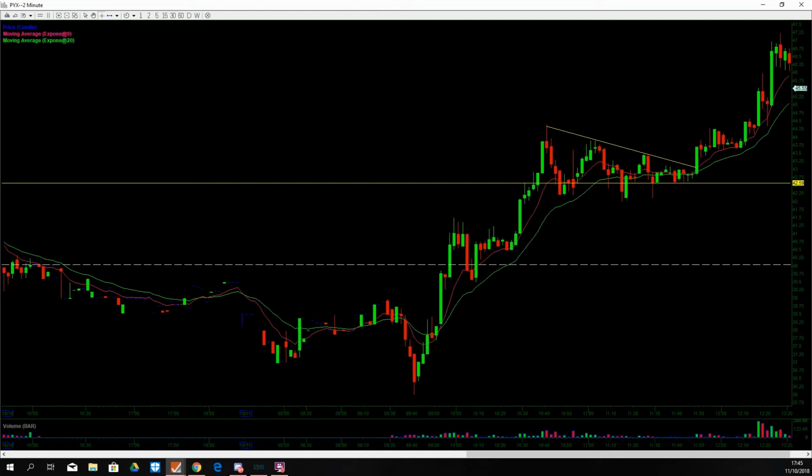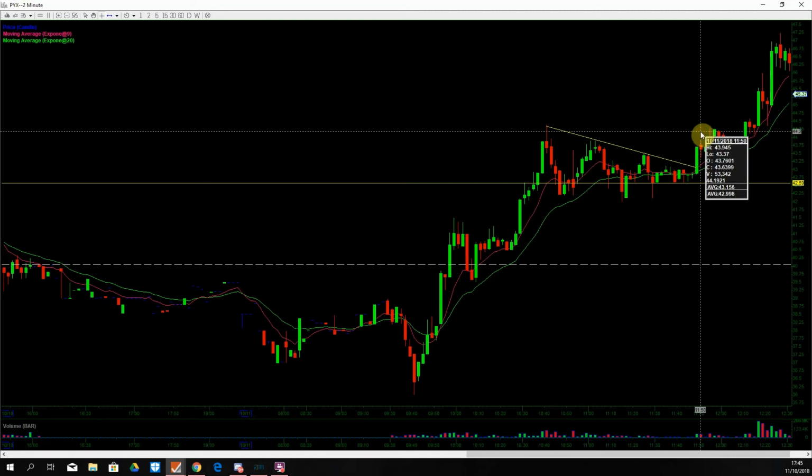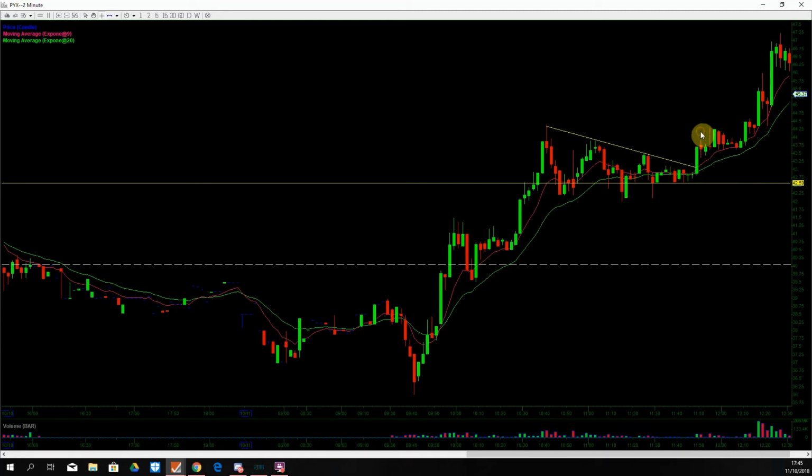But I wouldn't have held up to this far, so there's no point in me saying I would have held up to 47. I wouldn't. I would have held for the break, waited for the first flag to form here, and sold into that push. So I would have sold here. I would have been happy to get out about $44. I would have been happy with the dollar.